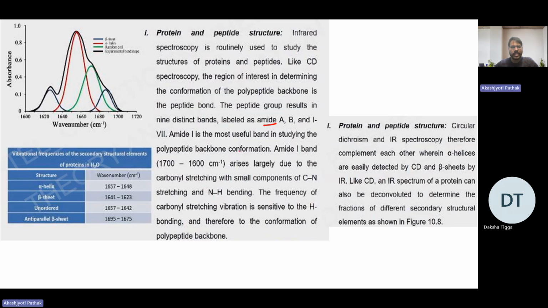and you just have to understand that amide 1 is the most useful band in studying the polypeptide backbone conformation. Okay, so my polypeptide backbone means what? So just see, N, C, O, that backbone region without the side chains. That backbone conformation can be analyzed in this region, 1600 to 1700 frequency. And it arises largely due to the carbonyl stretching with small components of the CN stretching and the NH bending. The frequency of carbonyl stretching vibration is sensitive to hydrogen bonding and therefore to the conformation of the polypeptide backbone. Okay.